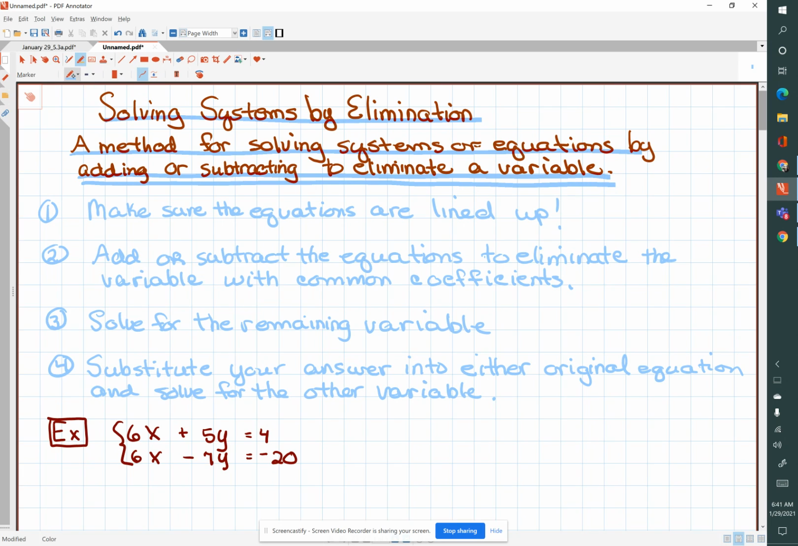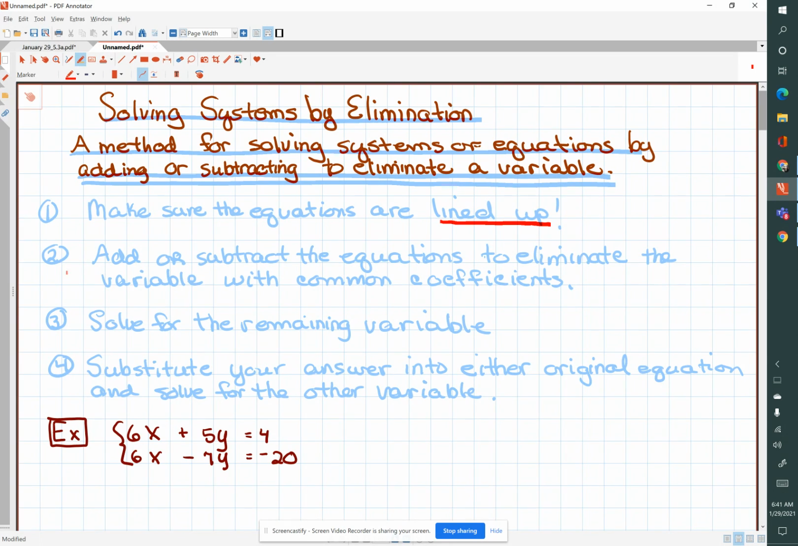So what are the steps? The first thing you want to do is to make sure that the equations are lined up. So you'll see what that means, but it's just like when we're young and we first started learning how to add and subtract, especially when you started learning how to add and subtract decimals. Your teacher told you how important it was to line those up.